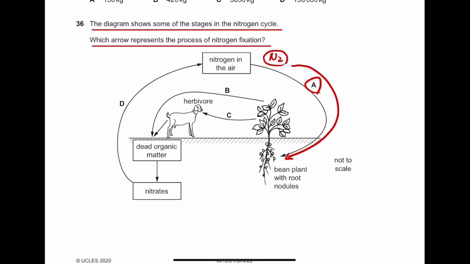Let's have a look at the others as well, just for fun. Okay. So it looks like the plant is getting eaten by a herbivore. That's not digestion, but probably ingestion or consumption. And if the dead plants become dead organic matter, that's called decomposition.